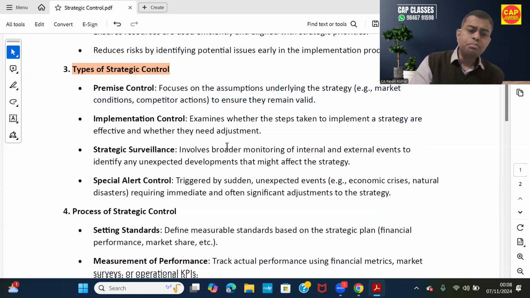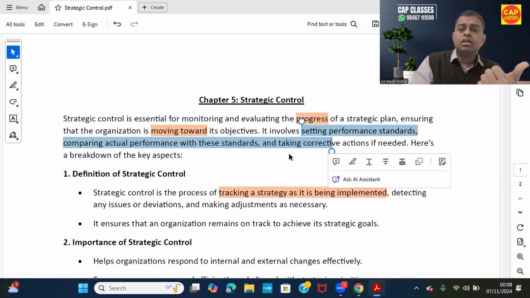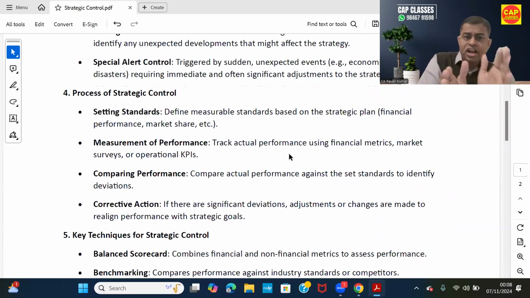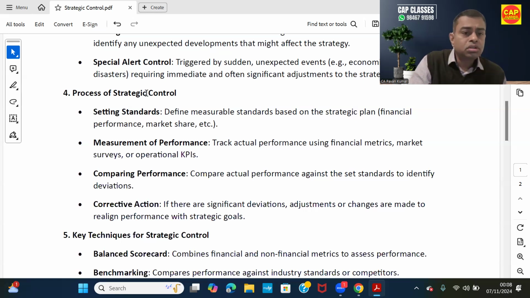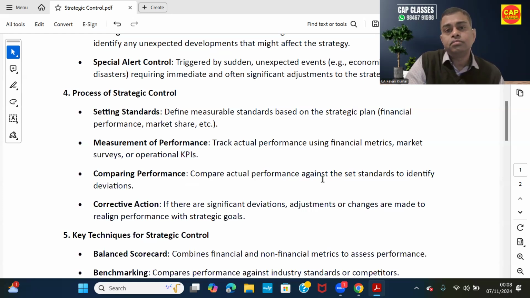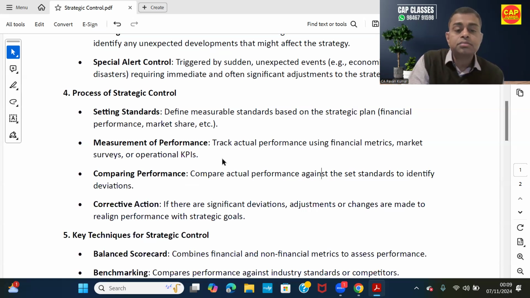Process. You remember, in the first definition itself, I said this is the process: set the performance standard, compare the actual, and then make corrective actions for any deviations. So simple. Setting the standards can be financial performance, market share, earnings per share, or return on investment. Then measure the performance. What is the key performance indicator, KPI? And how are you achieving it? Compare standard performance and actual performance. Take corrective action. This is what we have discussed.